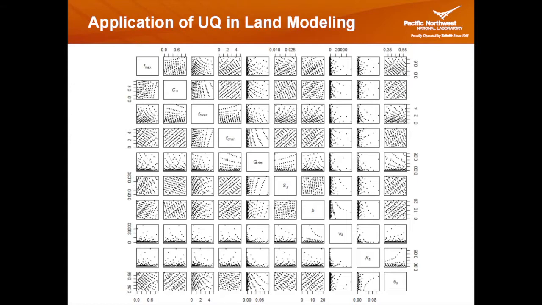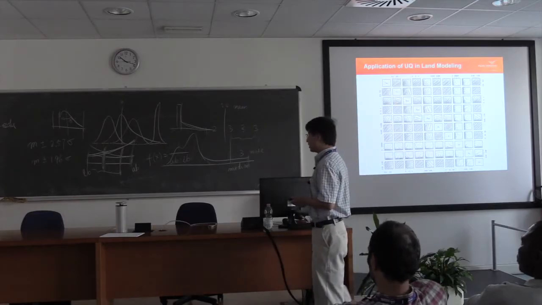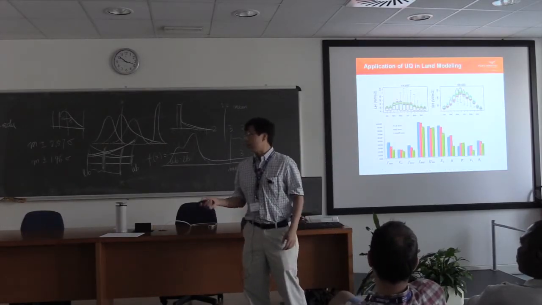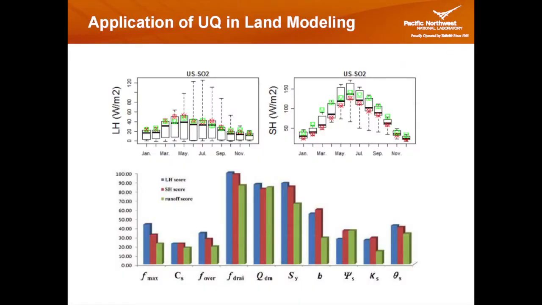So this is our ensemble design. For each point, it is a unique combination of parameters. We run all these ensemble runs. We can look at outputs. The model outputs, latent heat flux, or sensible heat flux, or runoff. We can plot at different months what's the range from the ensemble runs. So this gives us a wide range.